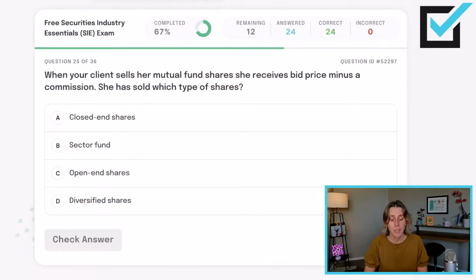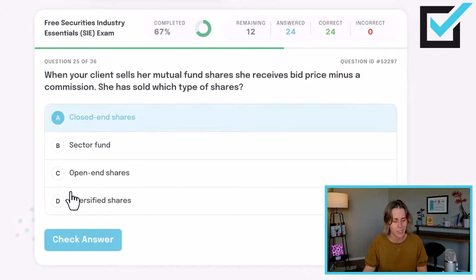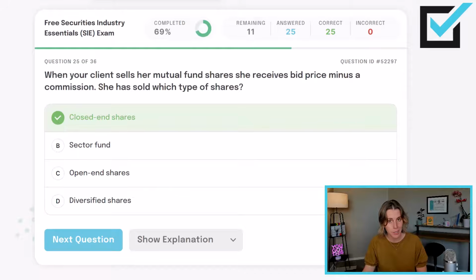When your client sells her mutual fund shares, she receives bid price minus a commission. She has sold which type of shares? Closed-end shares, sector fund, open-end shares, or diversified shares? If you're selling open-end shares, you wouldn't sell them, you'd redeem them. And what you would get is NAV per share, which is the bid price. So when you see bid minus a commission, they are closed-end shares. Closed-end shares trade in the secondary market. So there is a commission on the buy and a commission on the sell.